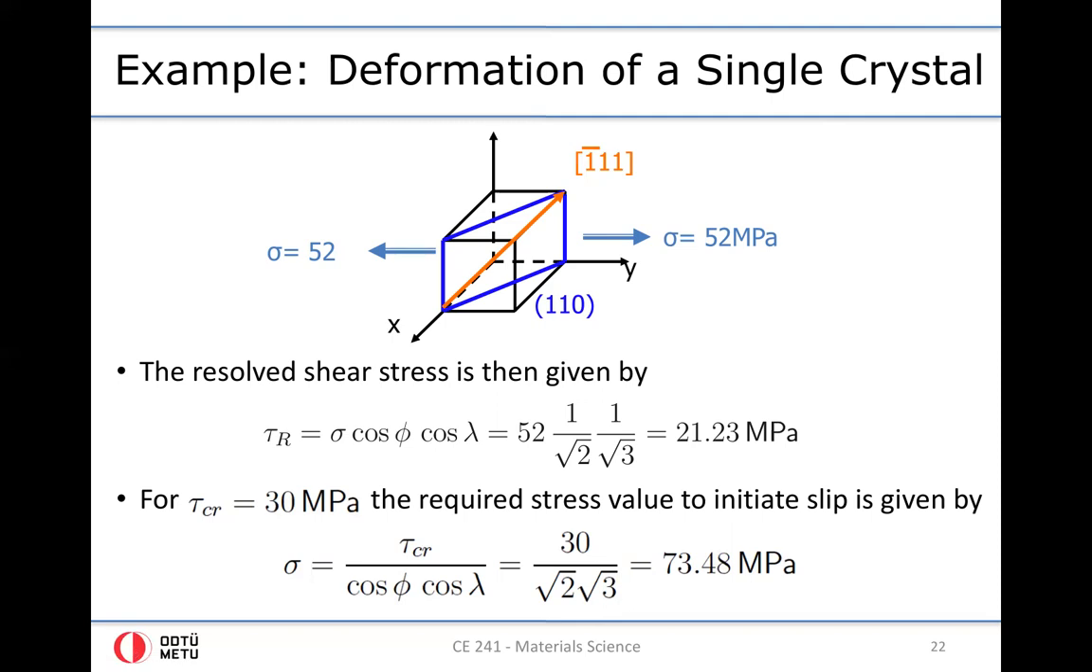So this is the amount of stress that is needed to initiate the plastic flow if the critical resolved shear stress is 30 megapascals. So please note that here in this expression, the square root of 2 times square root of 3 should appear in the numerator, not in the denominator. So I will correct in these slides anyways.